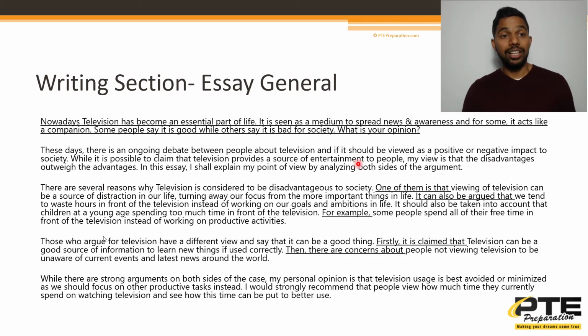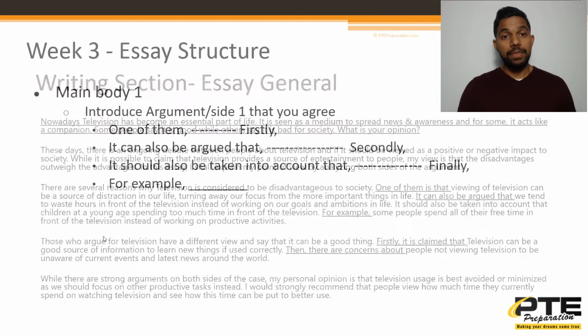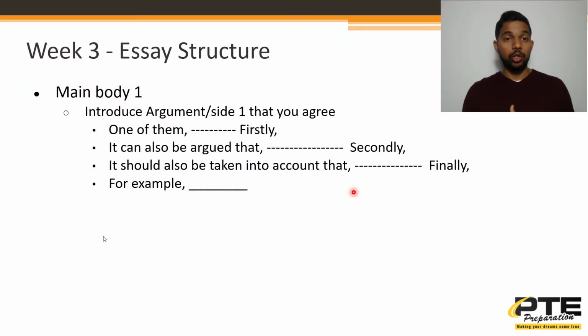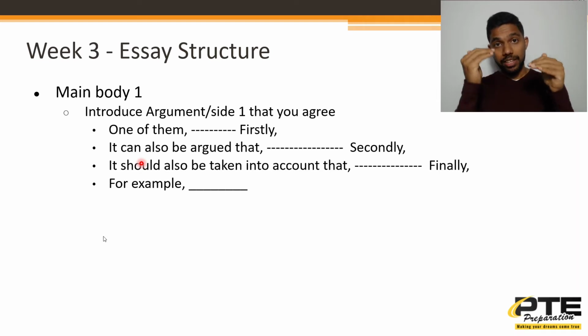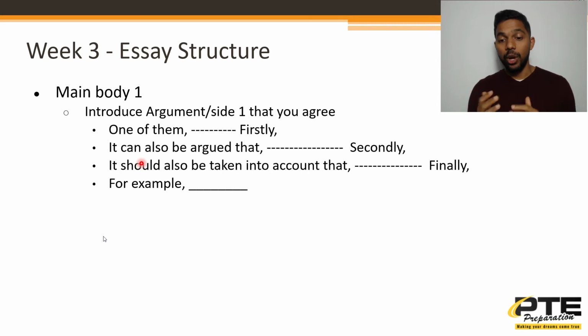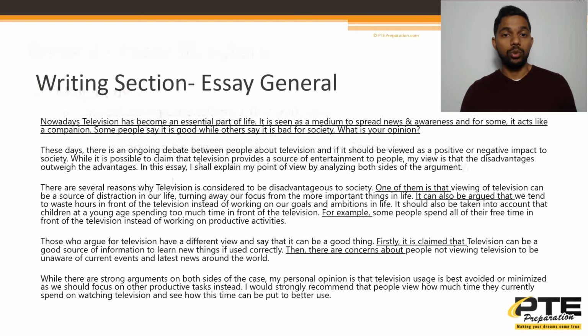So I'm just introducing that topic. There are several reasons why television is considered to be disadvantageous to society, and then I'm providing my supporting arguments to that point. So you can say things like, one of them is that, it can also be argued that, it should also be taken into account that. So it's basically like firstly, secondly, finally, and then an example. So that is your main body 1. Introduce the side that you agree with, and then provide supporting points to add on to that.